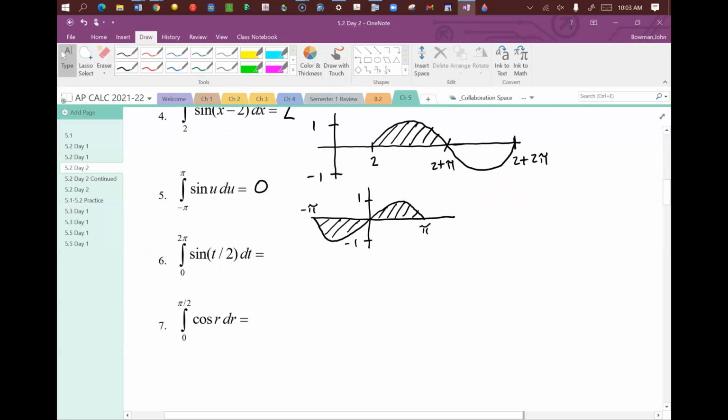In number 6, the sine of t over 2, again we changed the dummy variable, which does not matter. So I'm going to draw that over here. What kind of transformation is that? That's a horizontal stretch by a factor of 2.